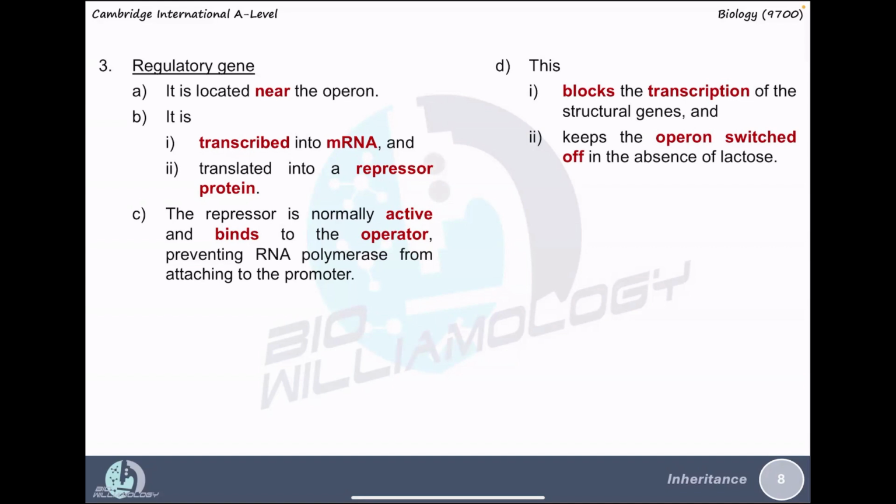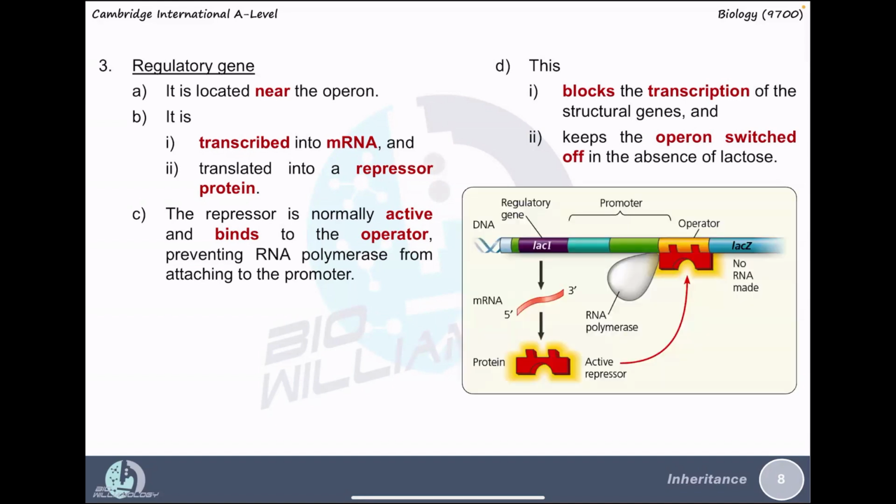of lactose. So we can see that in this diagram, this operator, can you see that? The operator is bound by this active repressor, and this active repressor is synthesized or coded by a regulatory gene here. When the active repressor binds to the operator, RNA polymerase can't bind to the promoter. Therefore, there is no transcription of the structural genes.